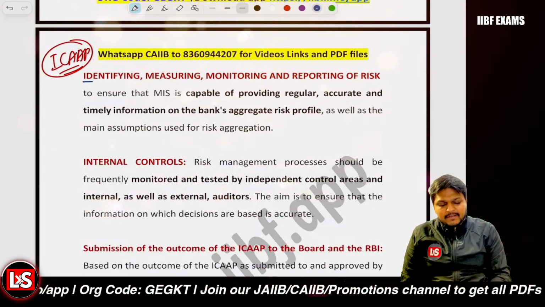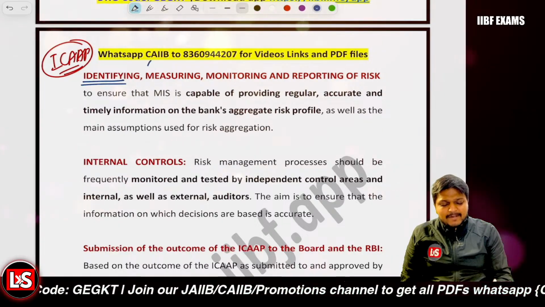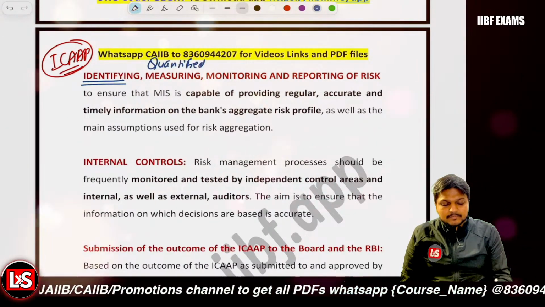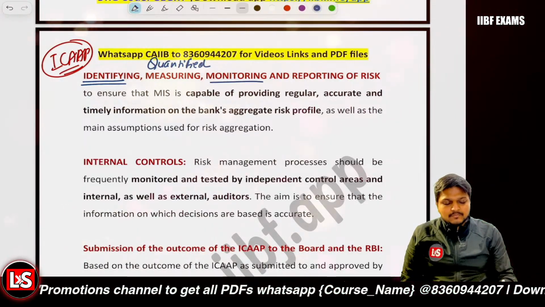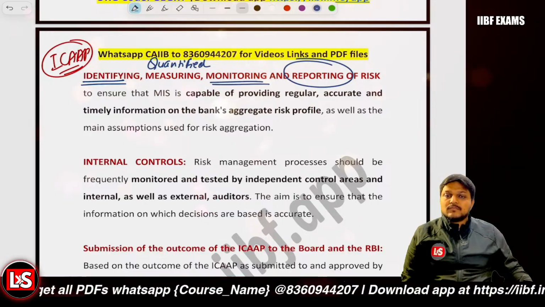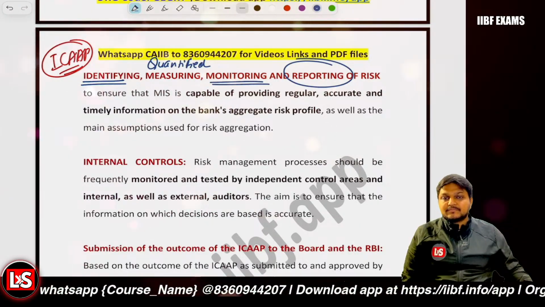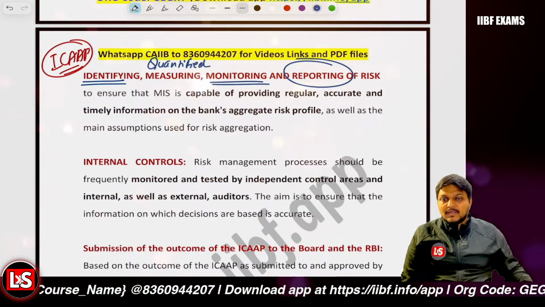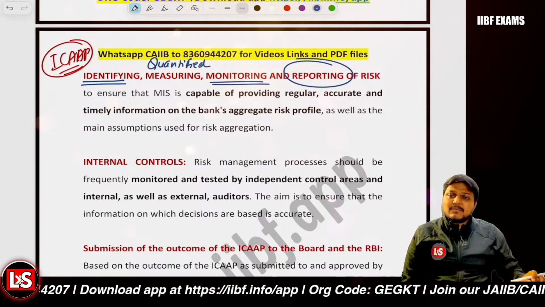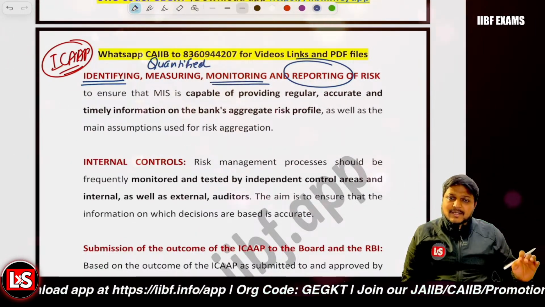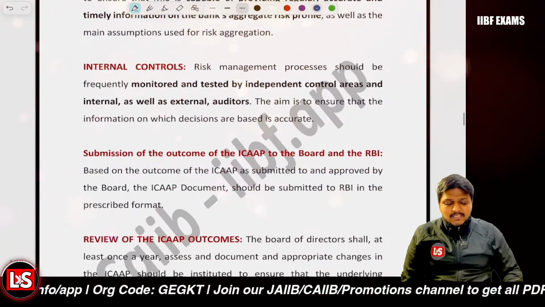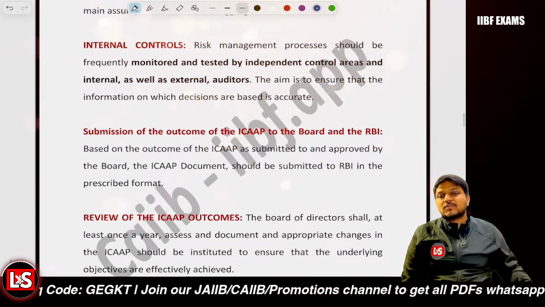That should be identified and quantified, that is, what quantum of risk is there. It should be properly monitored, reported, and documented, right? So it will help in proper decision making and ensure transparency in risk exposure. That's it. Then the next one is about the internal controls.